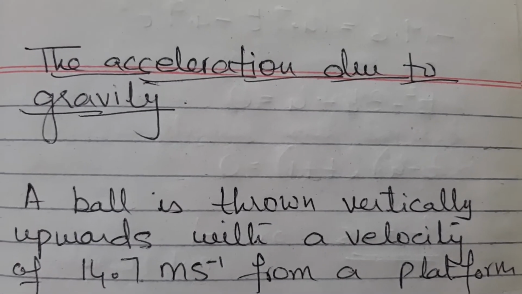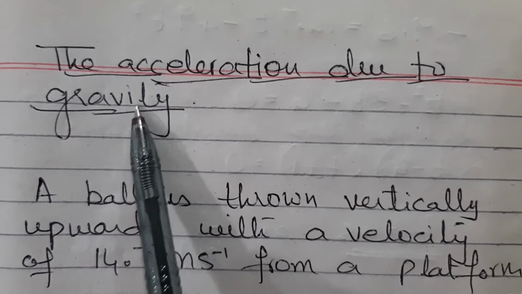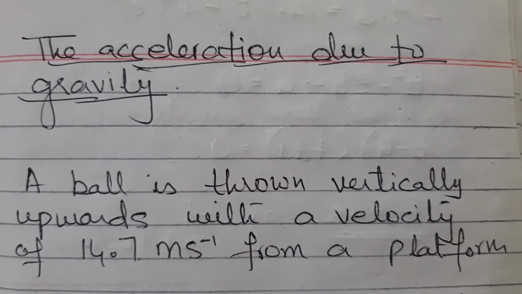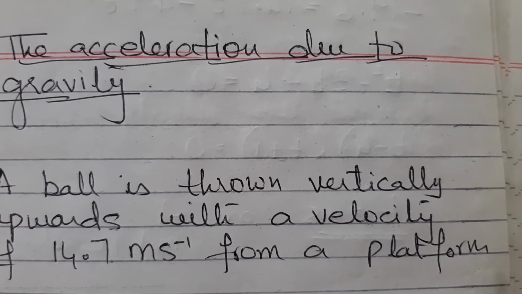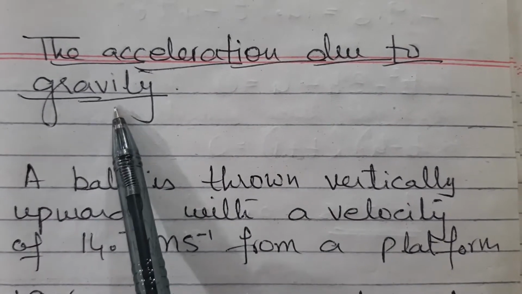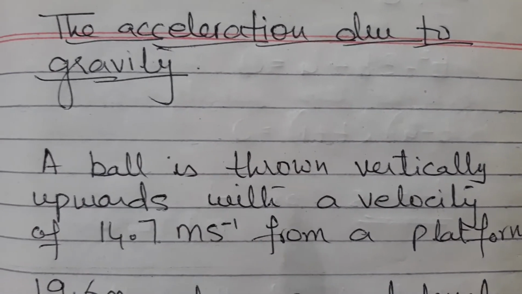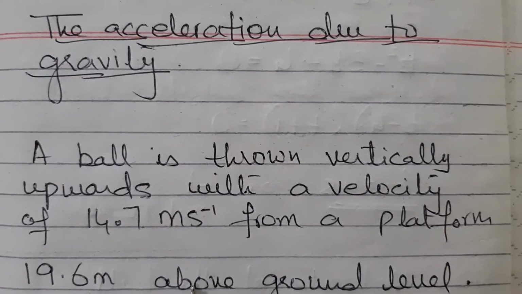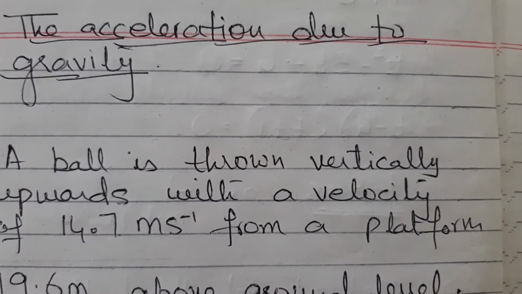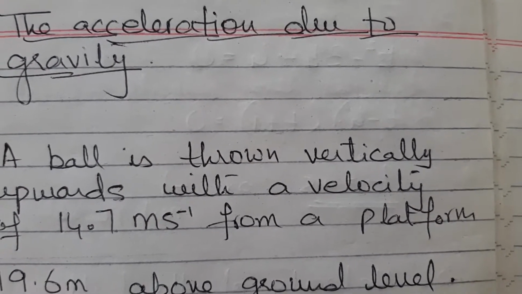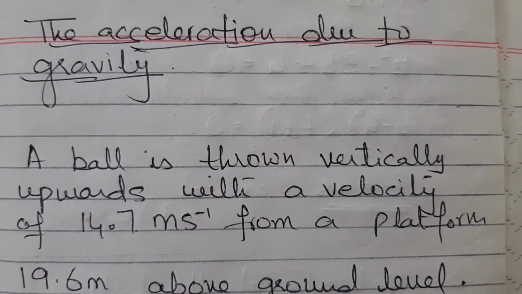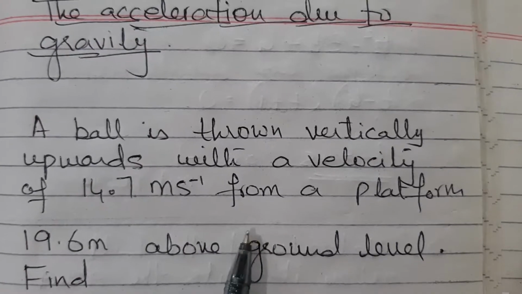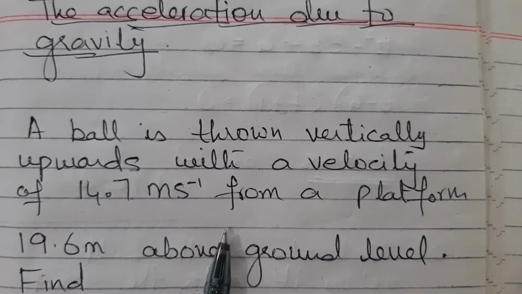Now the last is acceleration due to gravity. There are questions of dropping an object or throwing it in the air, where the acceleration on the object is due to gravity only. And you know what value we use? Actually in the books 9.8 is considered, but in the Cambridge exam we use 10. It is always mentioned in the paper. So we will use the gravity value 10 throughout.